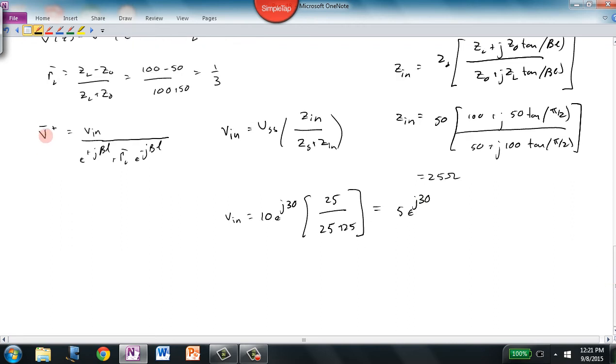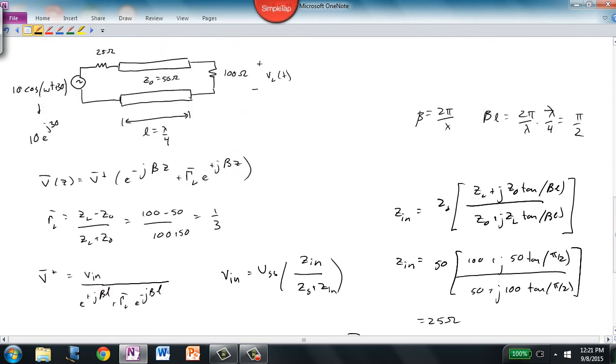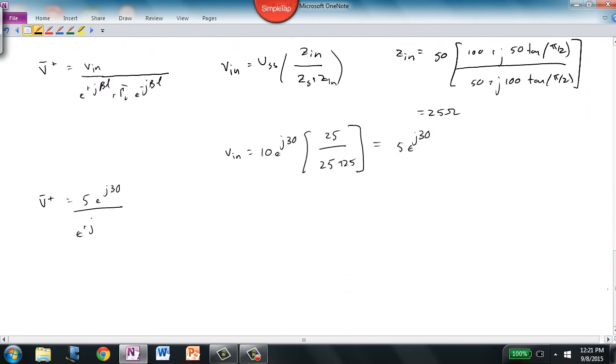And therefore we can go back and calculate V bar plus, the magnitude and angle of the incident voltage wave. V bar plus is going to be equal to 5e to the j30 over e to the plus j, remember, in this one beta L is that full length, and we calculated that result is pi over 2. So that's e to the j pi over 2, plus the reflection coefficient at the load, which is 1/3 at an angle of 0, so just 1/3, e to the minus j pi over 2. We'll just plug it in there, and if we do that math, we find that V bar plus is 7.5 e to the minus j60 degrees.